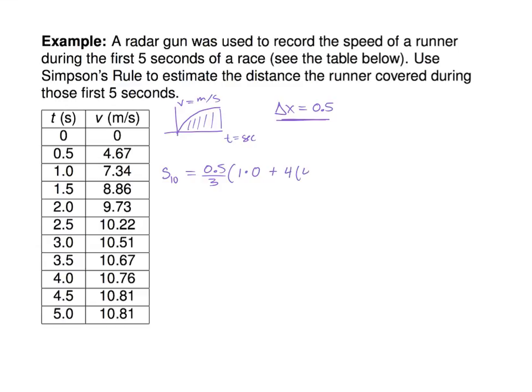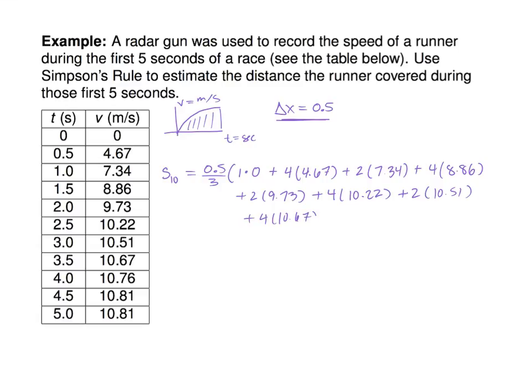4. So it'd be 4 times 4.67 plus 2 times, plus 4 times 8.86, 2 times 9.73, 4 times 10.22, 2 times 10.51, 4 times 10.67, 2 times 10.76, 4 times 10.81, plus 10.81, right?